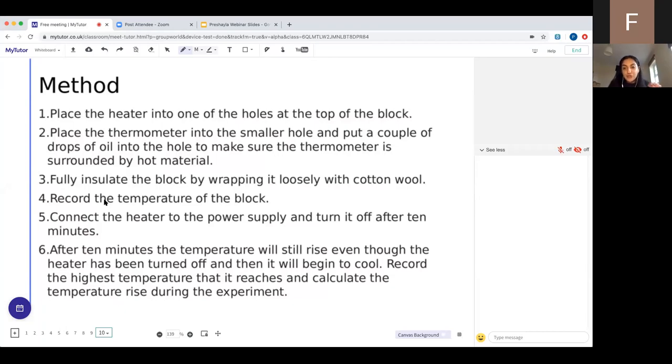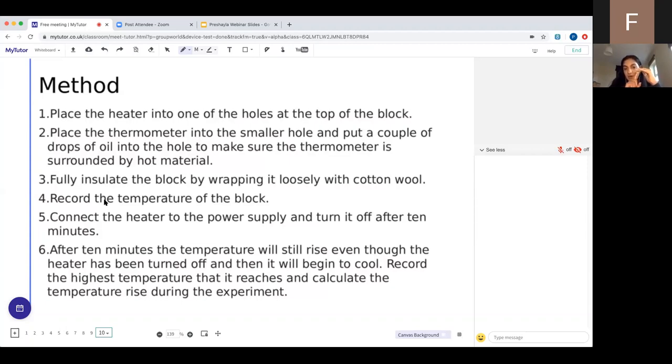So we're going to record the temperature of the block before we do anything to it, but after we insulate it with cotton wool. Then we're going to turn on our heater, which is connected to the power supply, and we're going to start our stopwatch for 10 minutes. After that 10 minutes is up, the temperature will still rise because of residual heat, and then it will begin to cool. So it will go up, up, up to a point, which is its peak temperature, then it will begin to cool again.